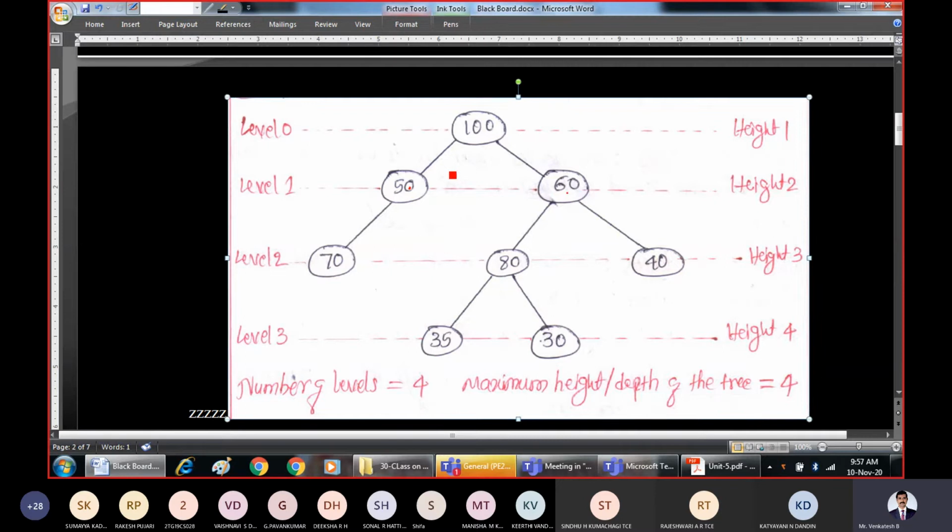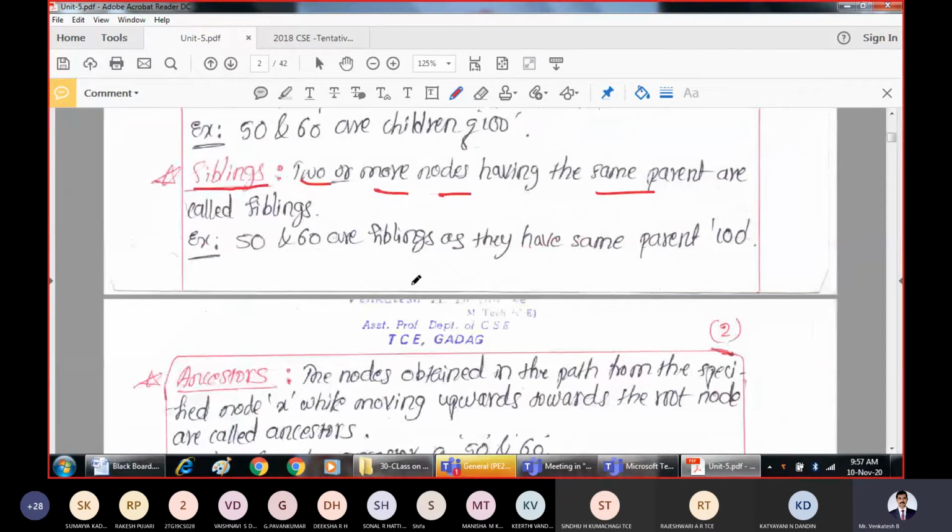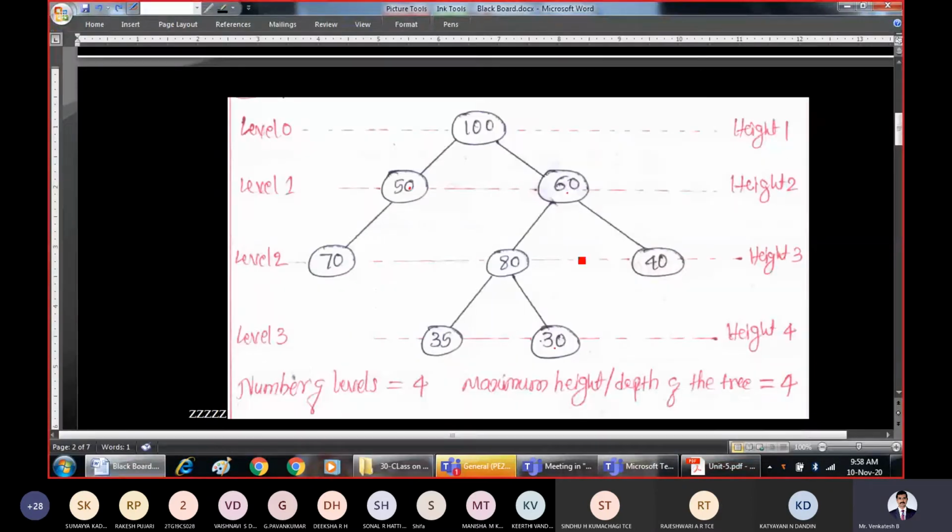That means 50 and 60 are siblings to each other. One more example, 35 and 30 are siblings. Why? Because they both belong to the same parent node 80. Another example: 80 and 40 are siblings to each other, because they have the same parent 60. Right? That is the notion of siblings. 50 and 60 are siblings as they have the same parent 100.